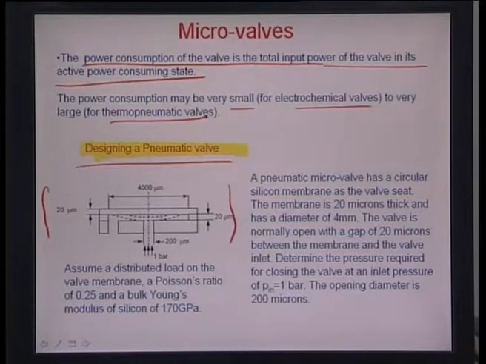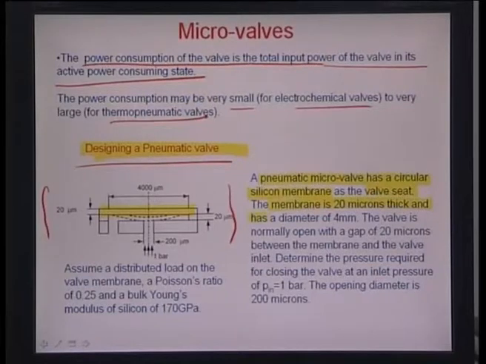So we have a pneumatic micro valve here which has a circular silicon membrane. This right here is the membrane, which is circular as seen in the top view. This is the cross sectional side view. The silicon membrane essentially is the valve seat in this particular valve, which means that if the silicon membrane bends and deforms like this, it blocks the valve. The valve seat is actually just below this membrane.